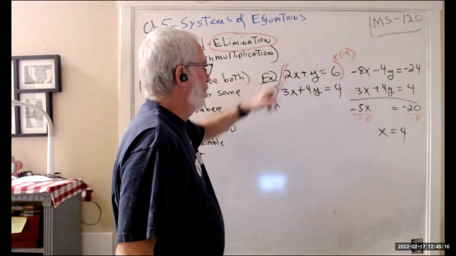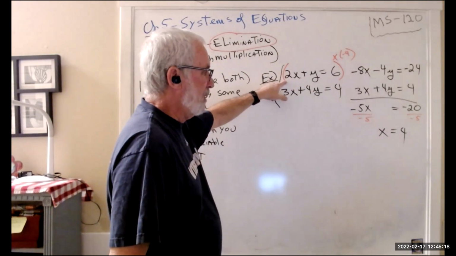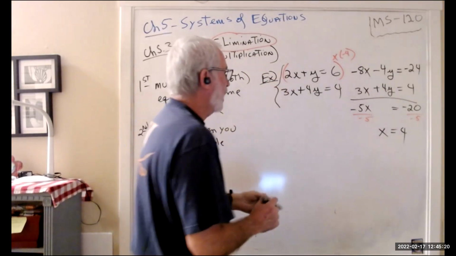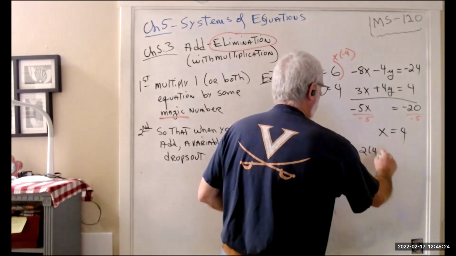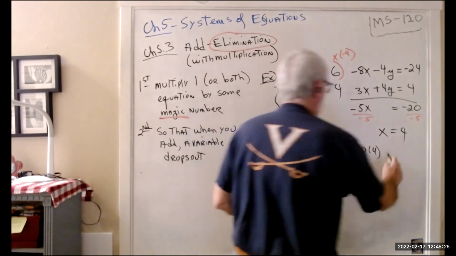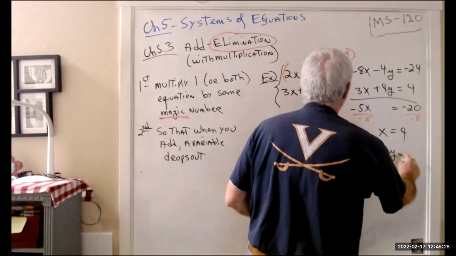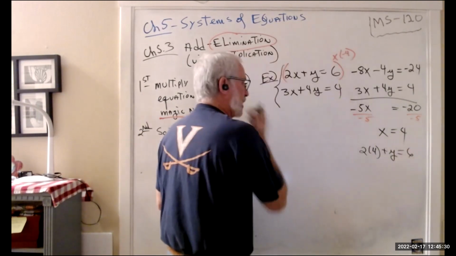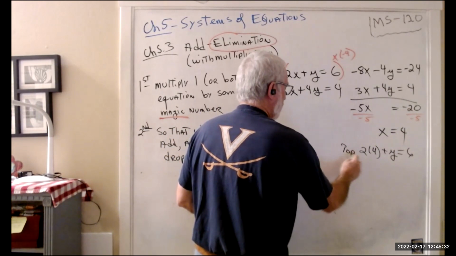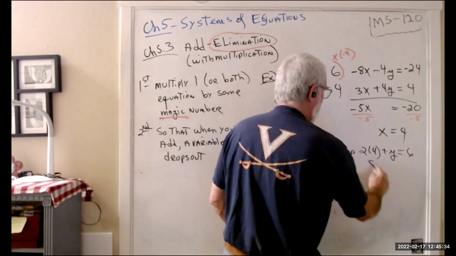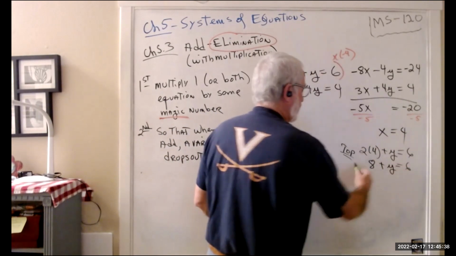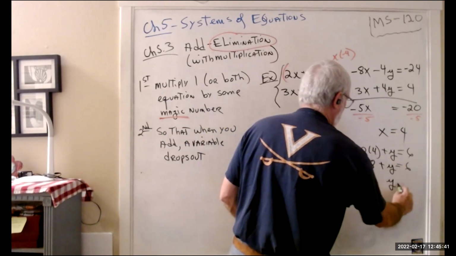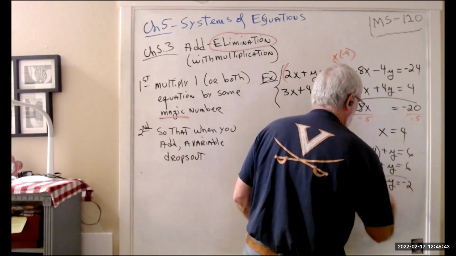I don't know, top one? Maybe. We'll see what happens. So if x is 4, I have 2 times 4 plus y equals 6. I'm plugging it into the top equation. So that's 8 plus y equals 6. If I take away 8 from both sides, I get y is -2.